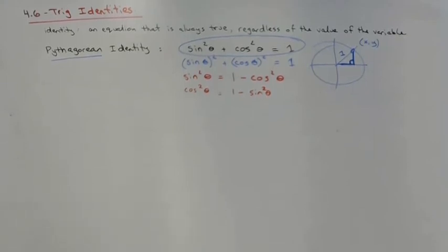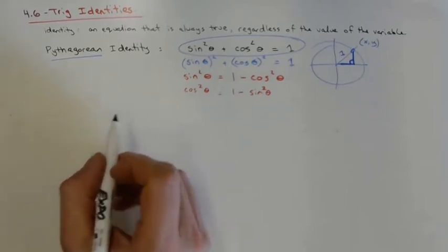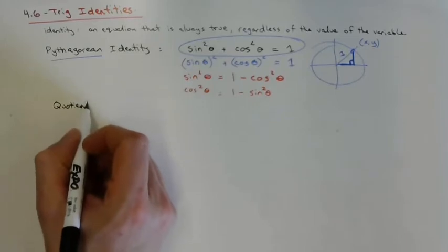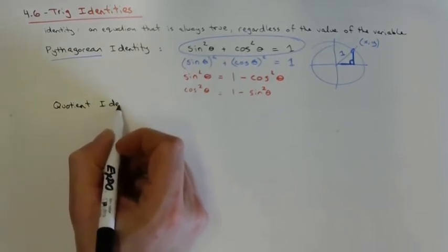There are two more to write. They're shorter. The next one is the quotient identity. Quotient identity.